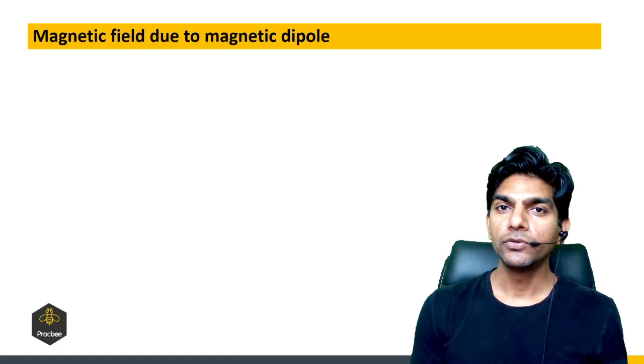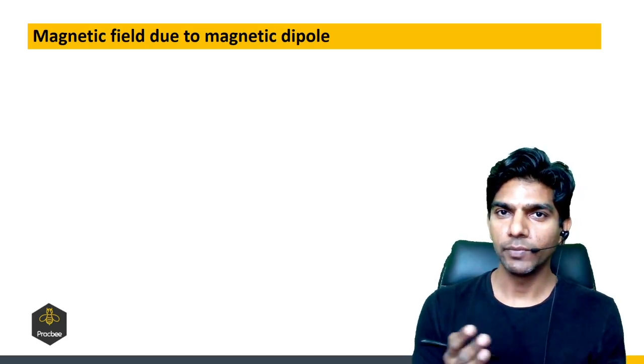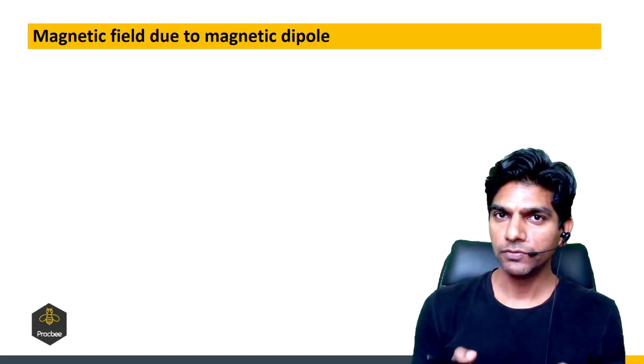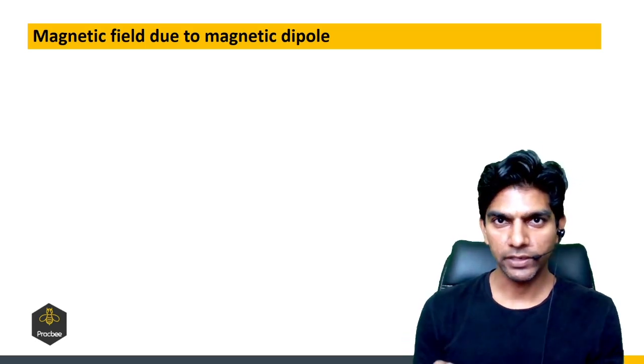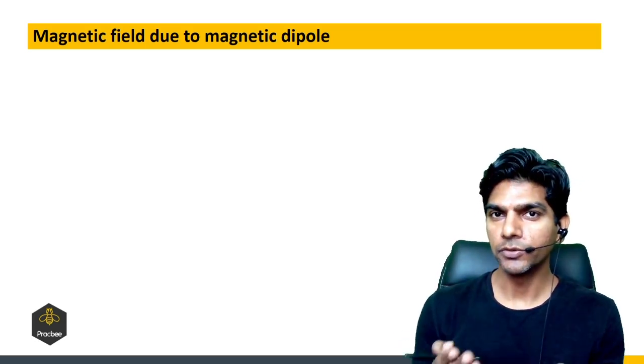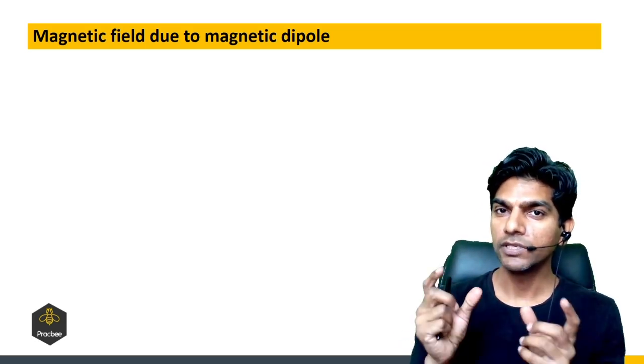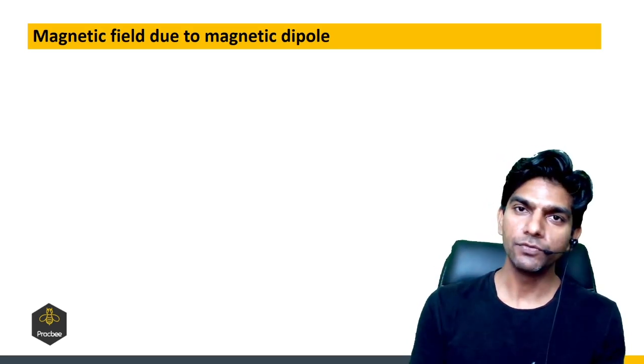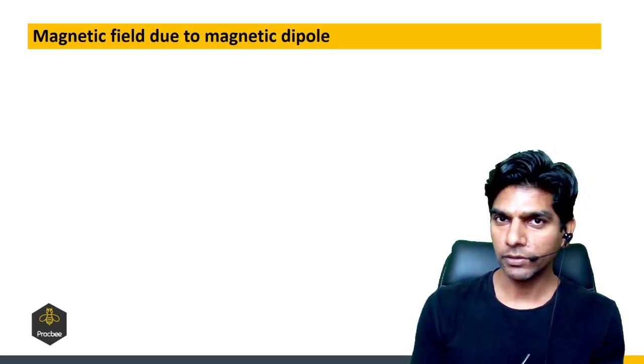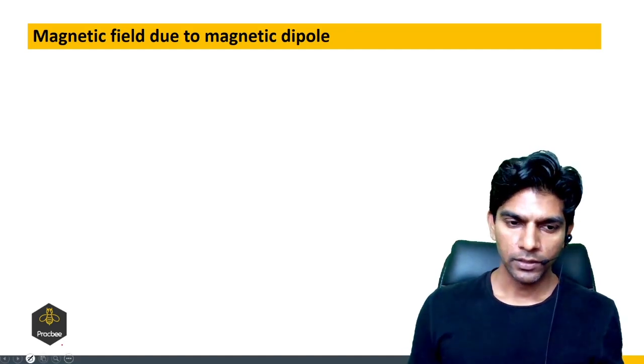So here we are going to use analogy between electrostatics and magnetism. So first we'll see what is the formula for electric field at the point on the axis due to an electric dipole. And by using that formula, we can find the formula for magnetic field at that particular point by magnetic dipole. Now let us see.